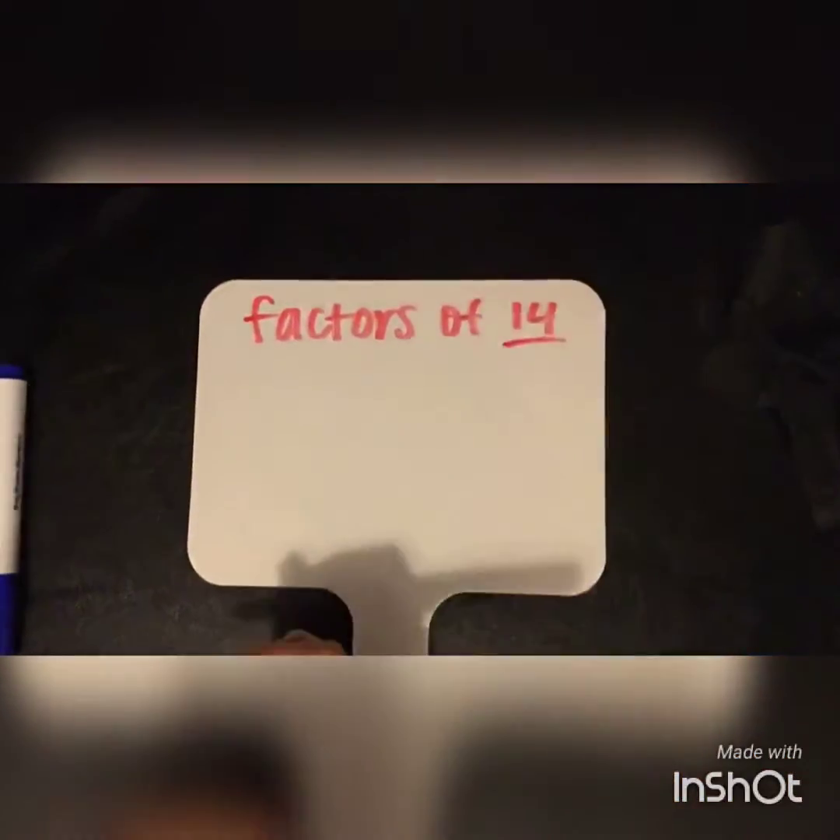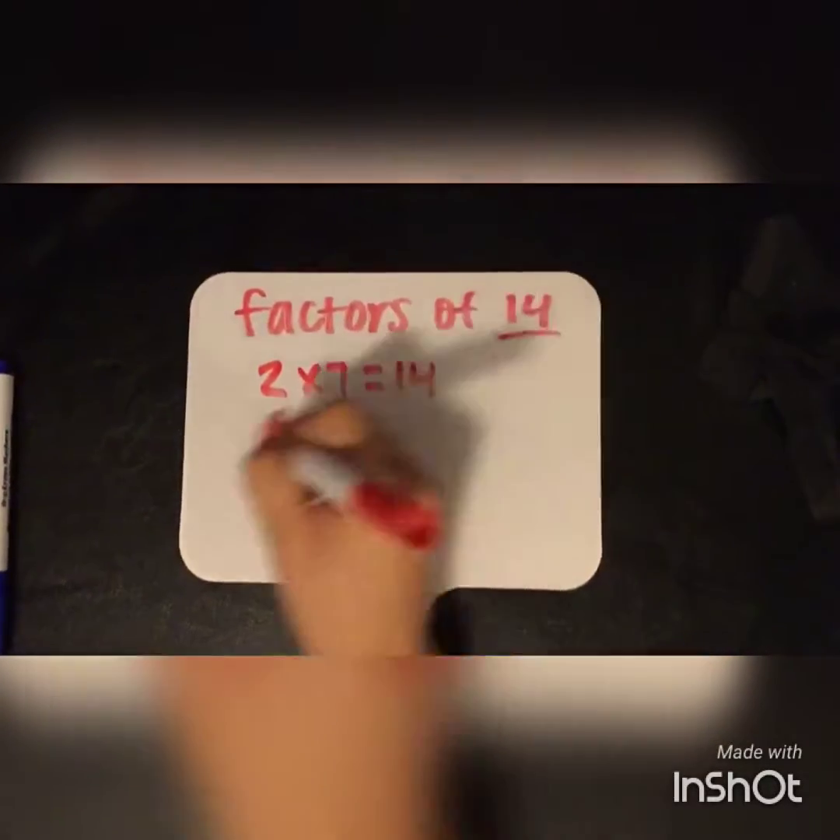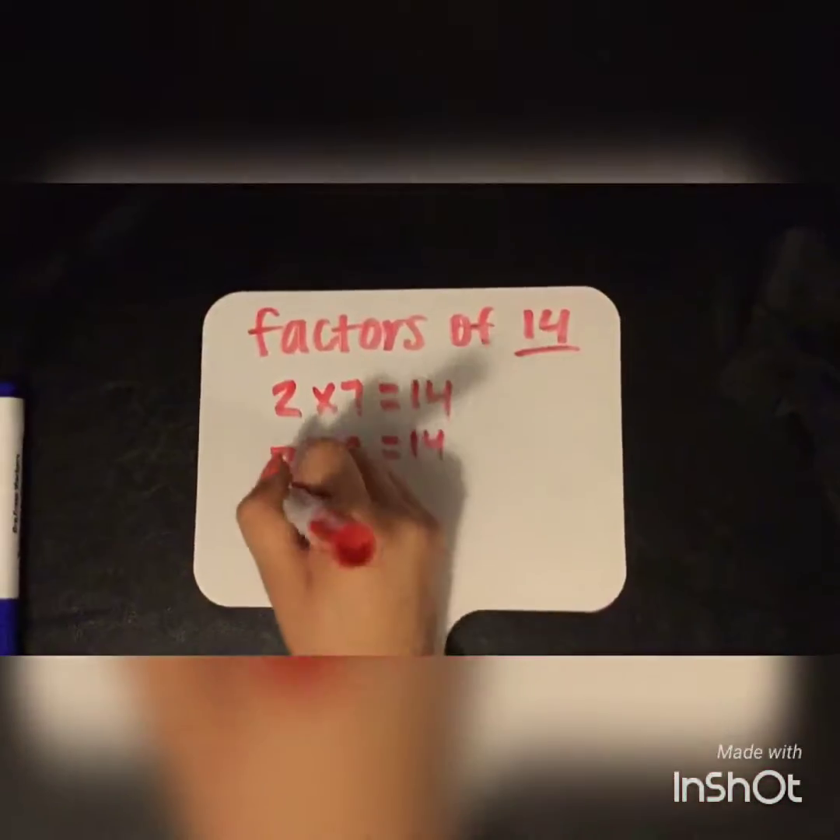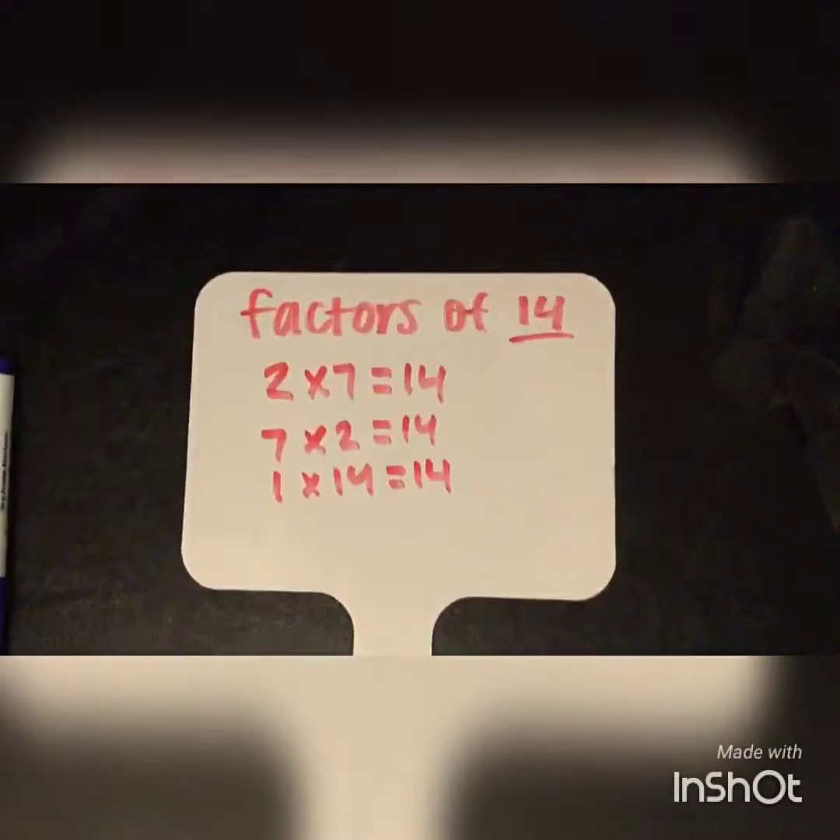Factors of 14. 2 times 7 equals 14. 7 times 2 equals 14. And 1 times 14 equals 14.